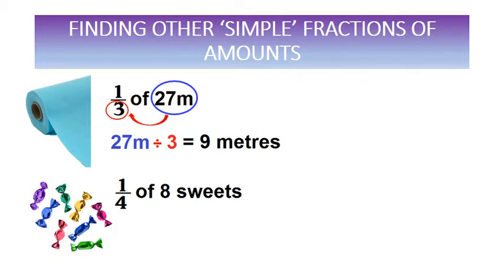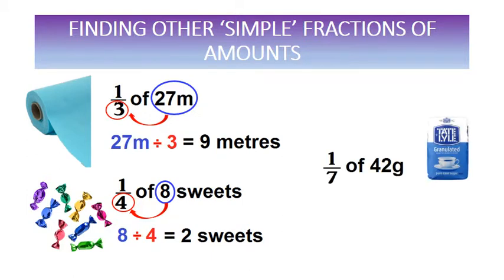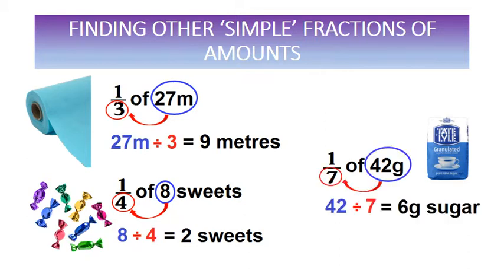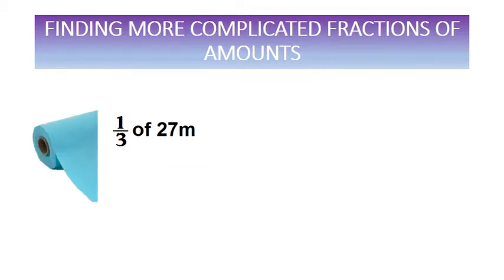Here we've got a bag of 8 sweets. We want to find a quarter. So again, we would take the 8, divide by 4, and that gives us 2 sweets. So a quarter of 8 is 2. And here we've got a bag of sugar that has 42 grams in it. Imagine we need 1/7 of that for a recipe. To work that out, we take the 42 grams, divide it by the denominator 7, and that gives us 6 grams.